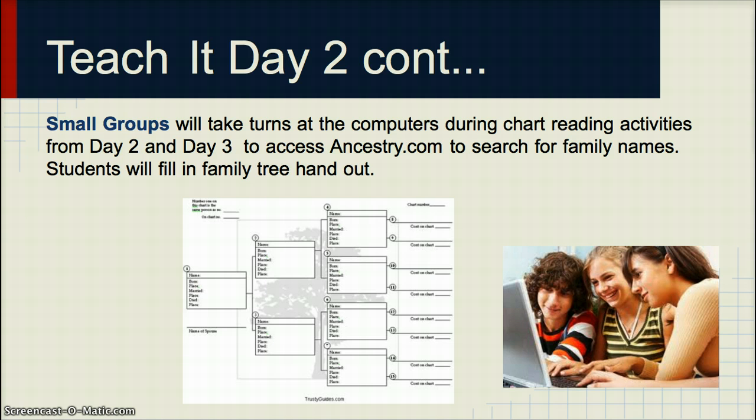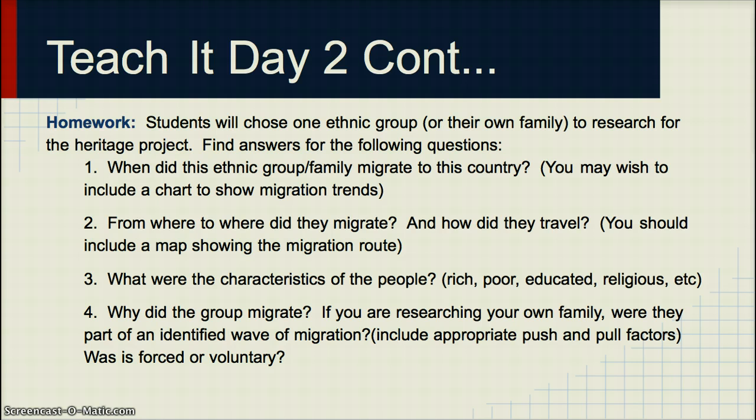In day 2, we're going to continue doing a group project, but with the map reading, but I'm going to let groups go in small sections to the computers to work on Ancestry.com. And like I said, I hope I can get someone from the neighborhood, from the community to help with the Ancestry.com thing, but the kids are big enough they can do a lot of it on their own now too. The homework for that day will be to choose one ethnic group or their own family to research for the Heritage Project, and then to answer these questions that I talked about before, so I'm going to just skip on to the next thing.